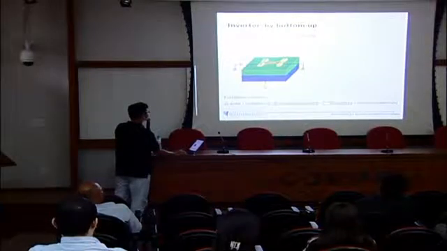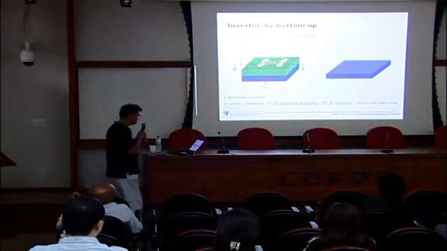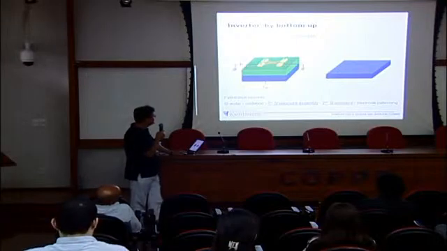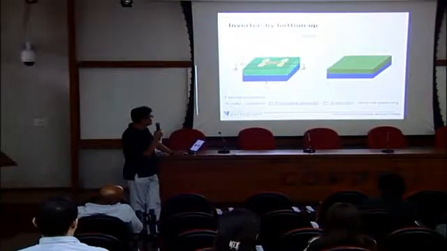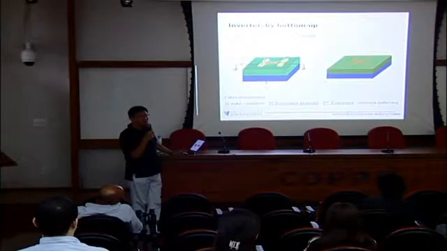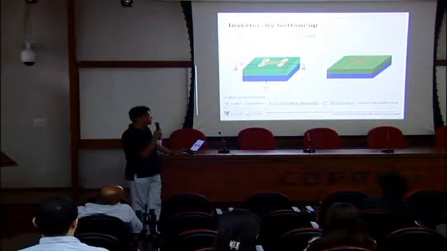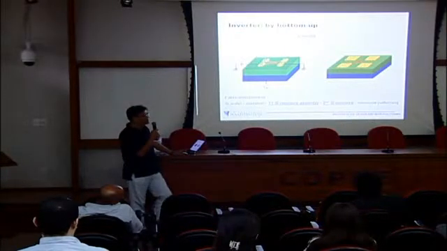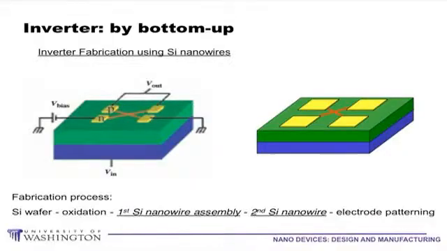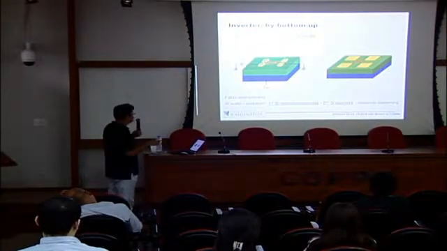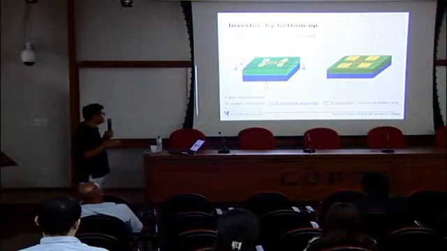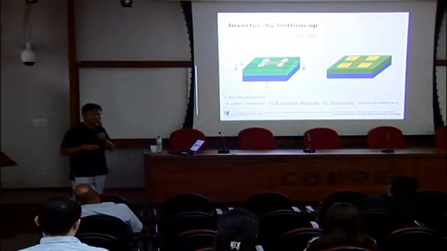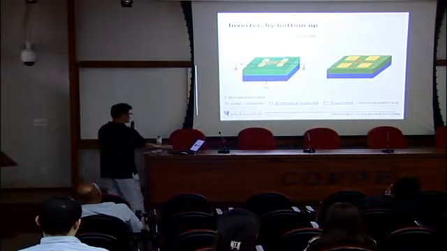We need a silicon wafer, and then the surface will be oxidized in a thermal oxidation chamber, and we need to assemble 2 nanowires, but it doesn't require any lithography steps. Then on top, we will define the electrodes with the 1 lithography step, and then the whole structure is fabricated. The only catch is 2 times of silicon nanowire assembly. Okay, that's a challenging area.